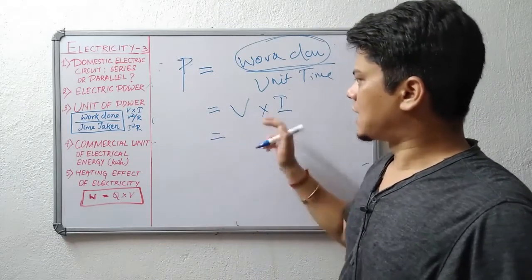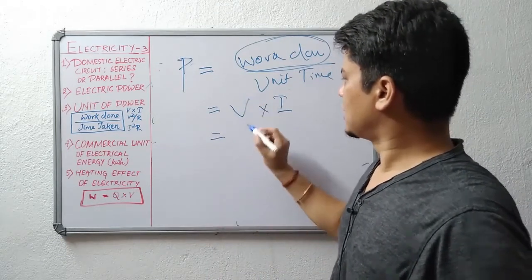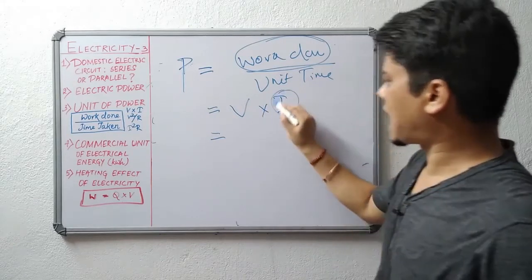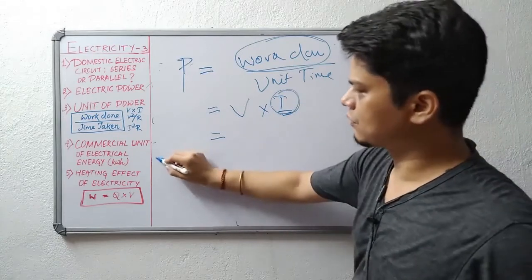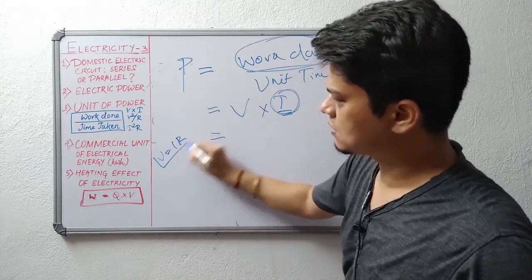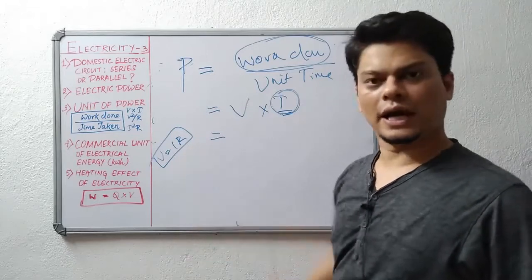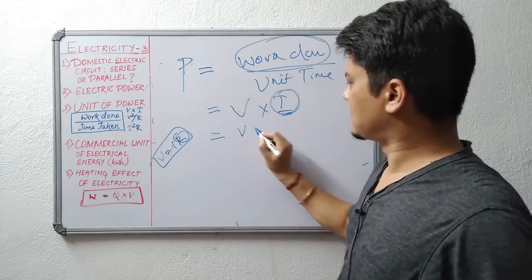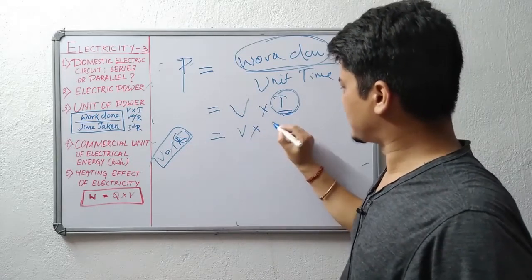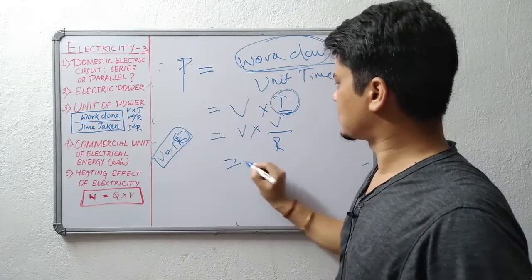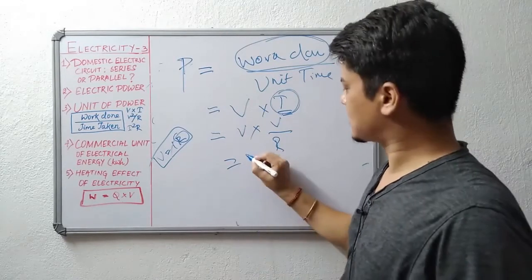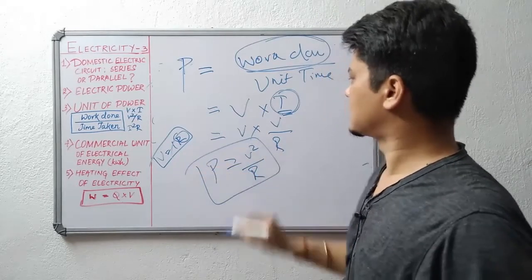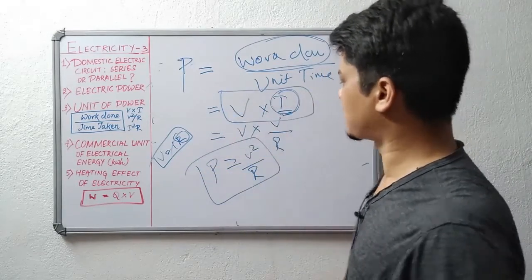Now I will tell you, we can replace V or I in one term. We already know V equal to IR, Ohm's law, where R is the constant resistance. So we can replace I by V by R, and we can say electric power is V square by R. So the power is VI, or V square by R.